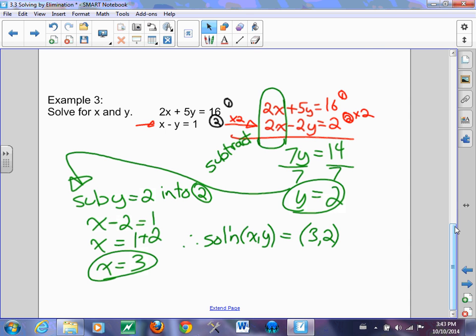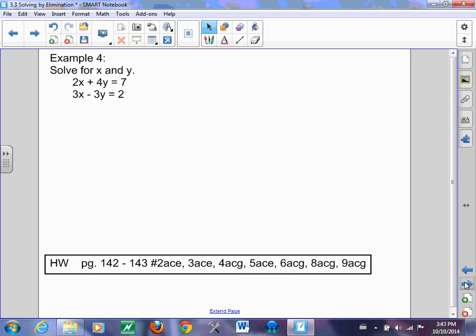Hopefully you're getting the hang of that, folks, and see the patterning. I've got one more example for you. This is as hard as it gets, ladies and gentlemen. Example 4. Solve for x and y. That means another way of solving for the solution. Okay? Now, we could label 1 and 2.